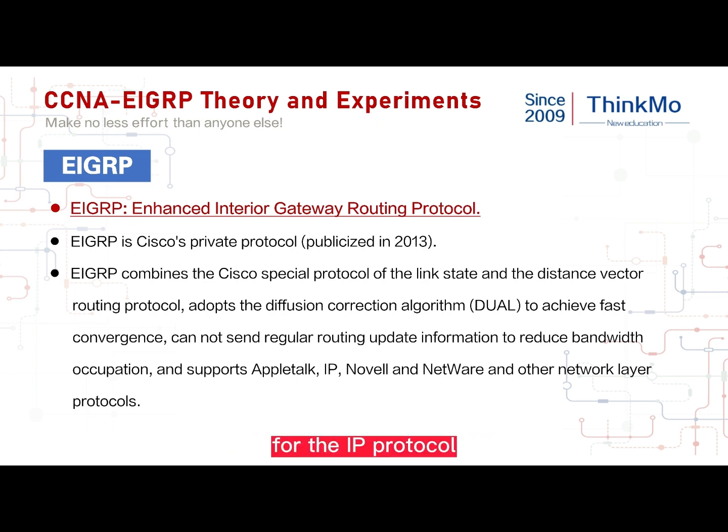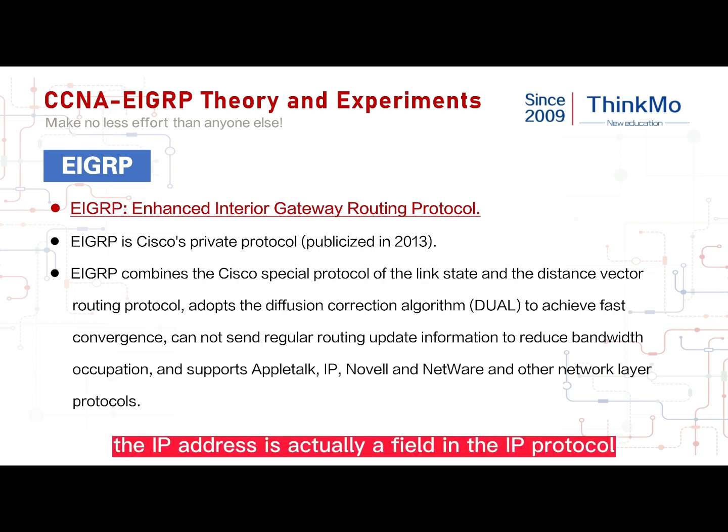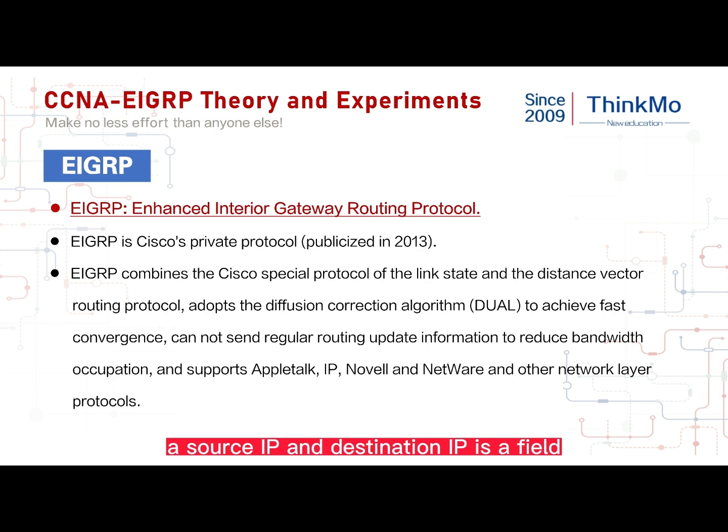For the IP protocol, the first thing you need to know is, when we were talking about the third layer, I actually told everyone, the IP protocol we are using now is IP version 4, Internet Protocol version 4. We now also have IPv6. You may be interested in IPv4 and IPv6, but that is more about the IP address. The IP address is actually a field in the IP protocol. The source IP and destination IP are fields.